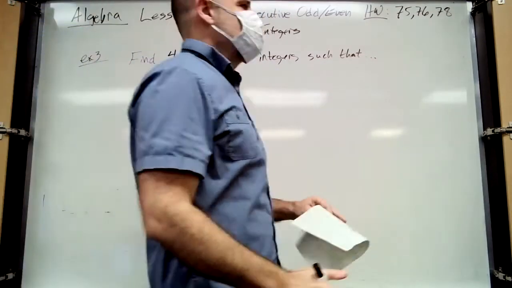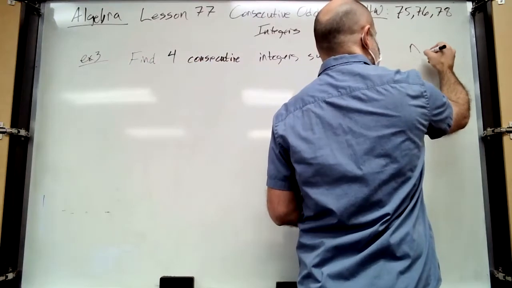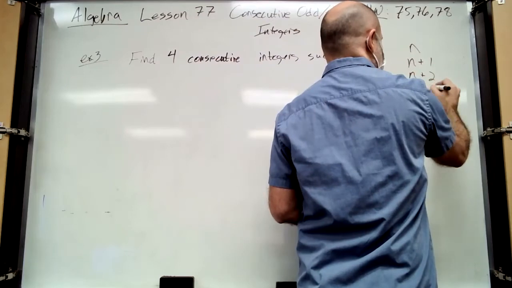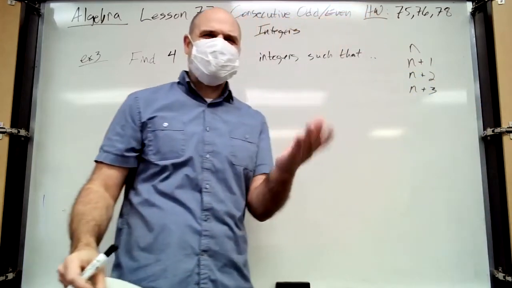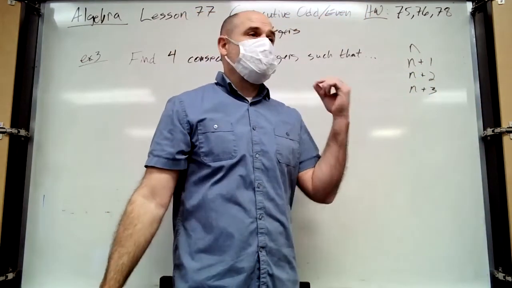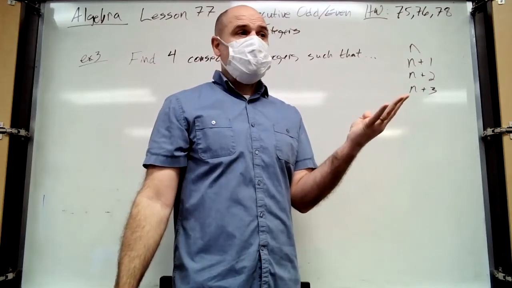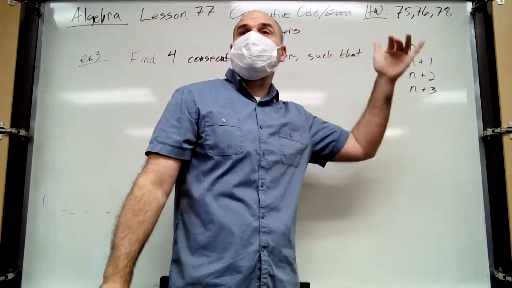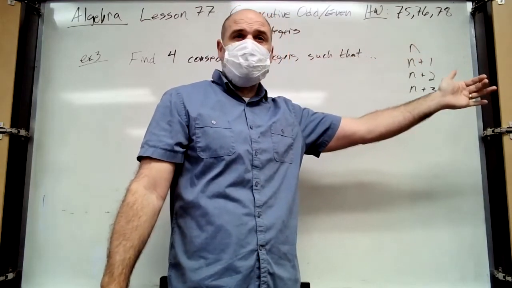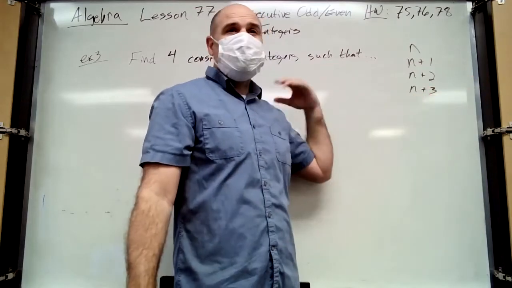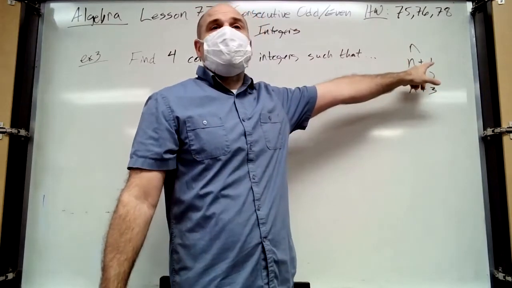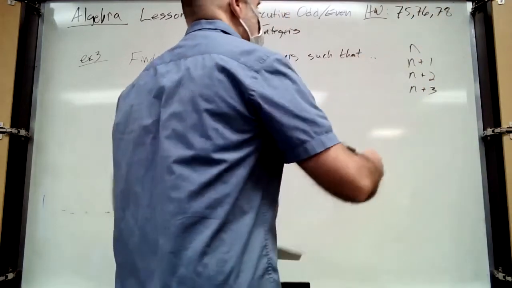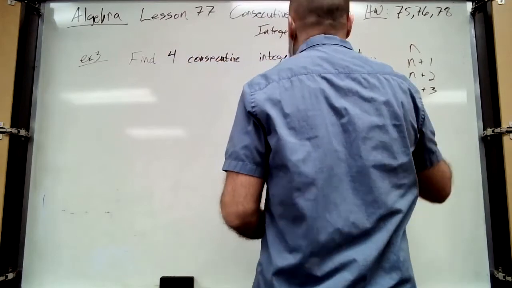But how do you say 4 consecutive integers? So if the first one's n, the next one's going to be n plus 1, the next one's going to be n plus 2, and the next one's going to be n plus 3. That's what it means to be consecutive integers. So for example, 4, 5, 6, 7. Those are consecutive integers. Or it could be like negative 10, negative 9, negative 8, negative 7. Because remember, integers could be negative as well. But whatever they are, they differ by 1, right? You just add 1 to get to the next one. All right, so this is the first, second, third, and fourth.